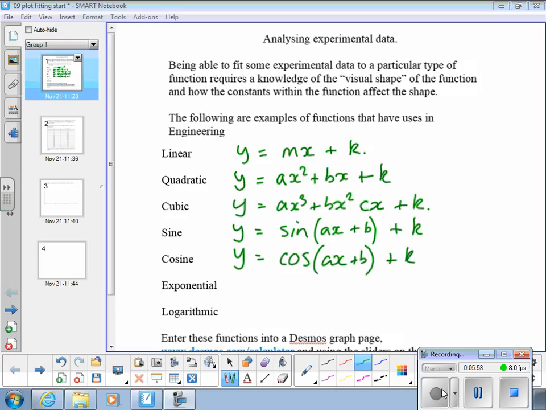Always known that the cosine is 90 degrees or pi over 2 radians out of phase with sine. So you've got that ability, and we'll talk a little bit about that. But knowing what the shapes of these graphs look like is handy, so that you can understand, and say, oh, that looks a little bit like a sine wave. Can I get a sine wave to fit? That's what we're looking at here.